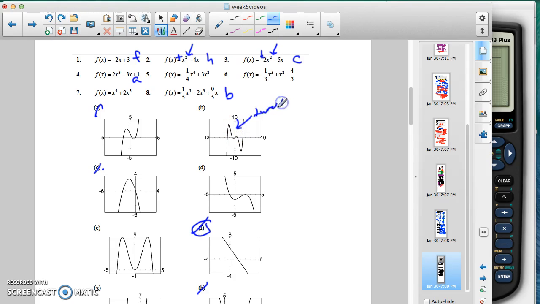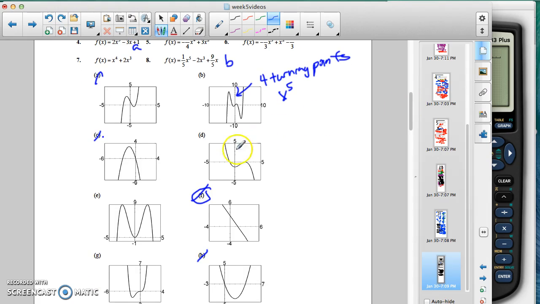Turning points give it away. So that gives this function away because of the turning points. It has 1, 2, 3, 4 turning points. That means it has to have at least a power of 5. So it has to be at least x to the 5th. And the only x to the 5th I have is this one. So that's B.